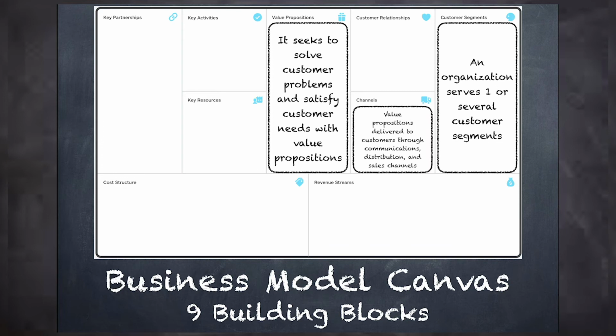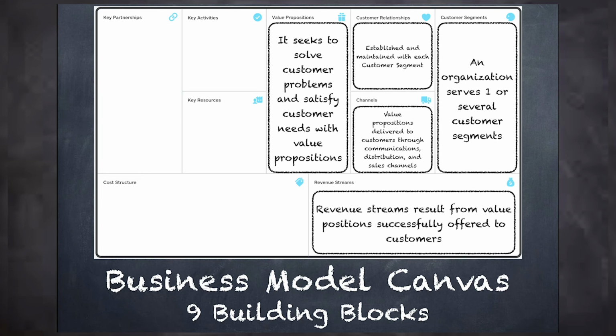Channels is basically how the value proposition is delivered to customers through communication, distribution, and of course, sales channels. The next block is customer relationships, and customer relationships are established and maintained with each customer segment, and they could have different types of relationships. Revenue streams. Revenue streams result from value propositions being successfully offered to customers.